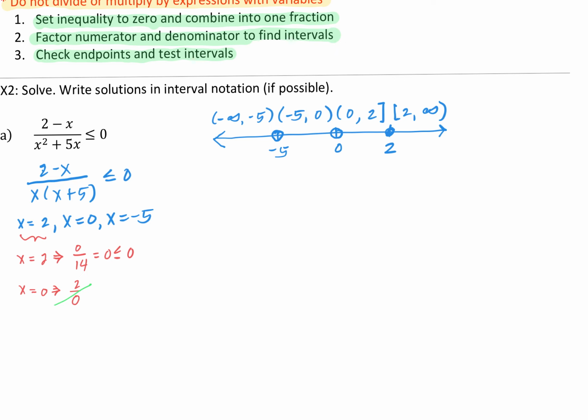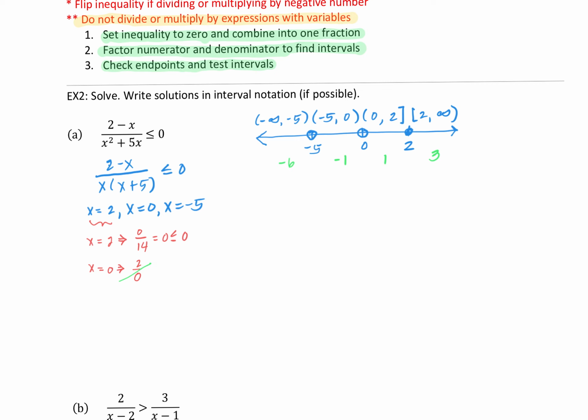Some test points. Let's see, something less than negative 5, maybe negative 6. Between negative 5 and 0, negative 1 seems reasonable. 0 to 2, 1, and 2 and greater, I'll use 3. So I'm going to put those test points into my original inequality. Now notice you can also put those test points into the factored form, and that might be easier with the math, but if you made some math errors while you're factoring, you might not catch them. So it's usually best to put it into the original inequality.